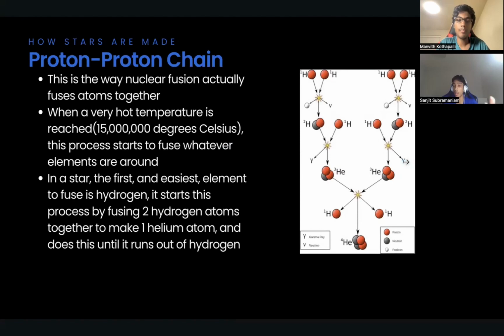Firstly, it fuses 4 hydrogen atoms and creates a helium atom, which means all the star does is fuse at high temperatures in the core. It takes the 4 hydrogen atoms and fuses them into helium atoms multiple times, and then eventually it will create a helium core. But we will talk more about this later. First, we've got to talk about low mass stars.